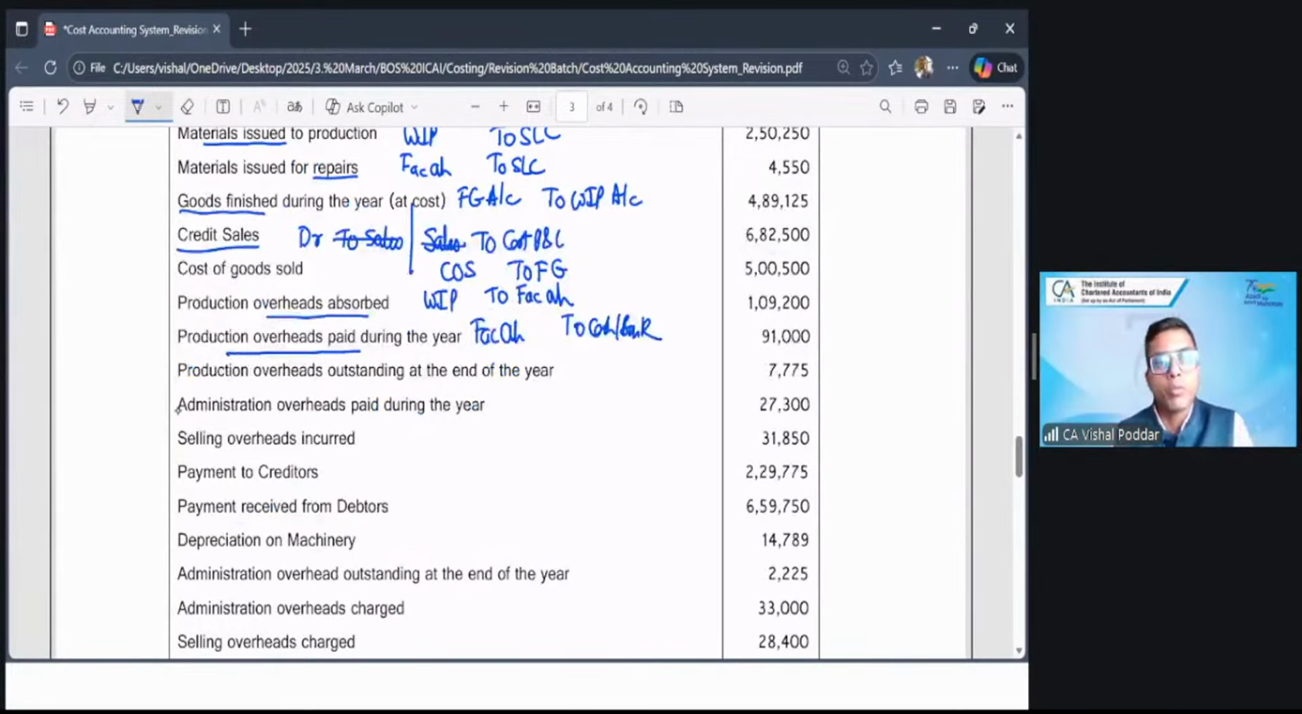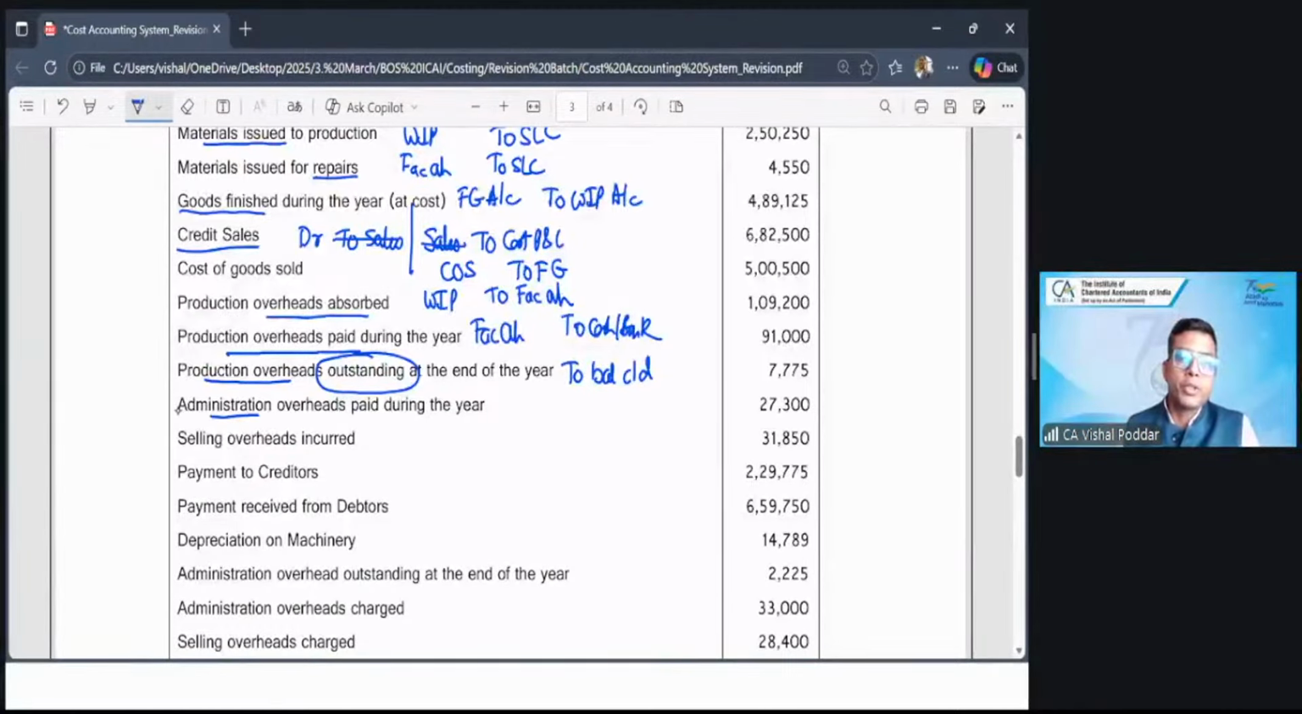Now something new. Production overheads outstanding. Now what do you do for outstanding or prepaid? We carry it forward. So it means this is the balance to be carried forward, and this is the balance to be carried forward on the debit side. So in your production overheads account, you will do what? You will say to balance carried down. So this will represent the outstanding production overheads.